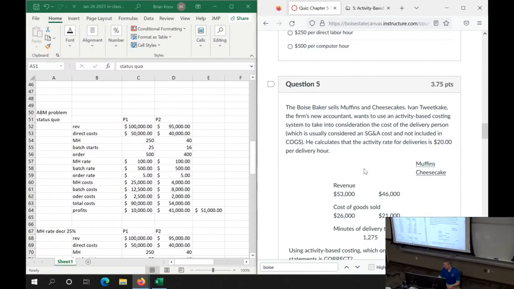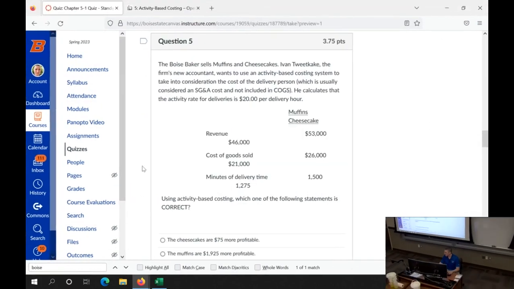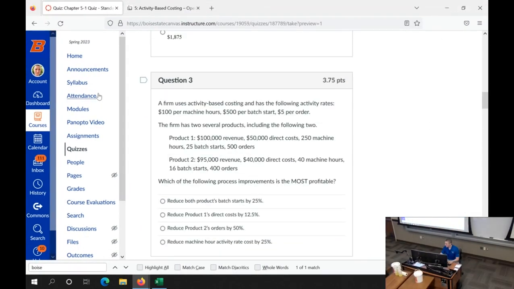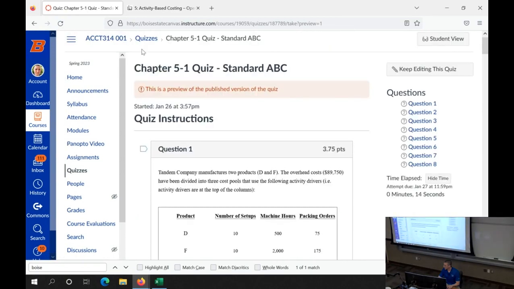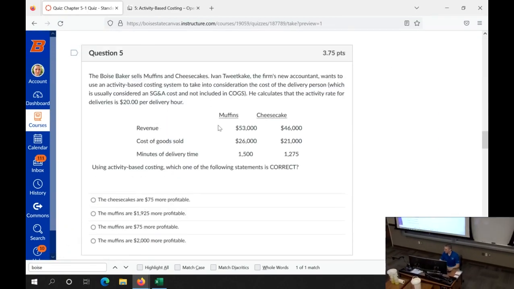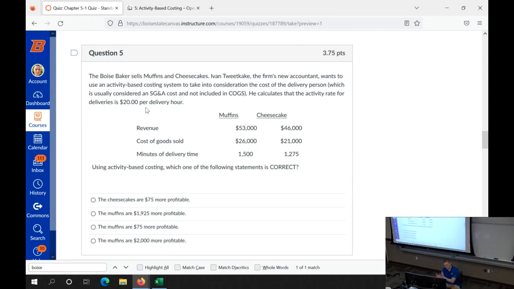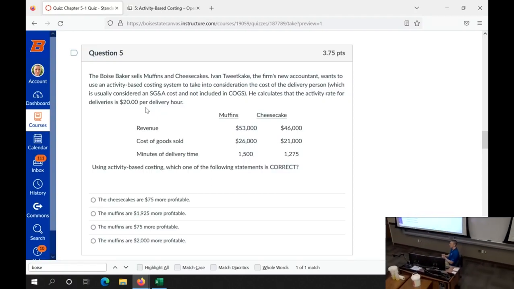Okay. And it looks really ugly until you space it way, way out and get rid of the sidebar here. And then Boise Baker. Oh, suddenly it makes sense. All right, so let's read it real quick, and then we'll shrink it and copy it over to Excel and answer it. All right, so Boise Baker sells muffins and cheesecakes.